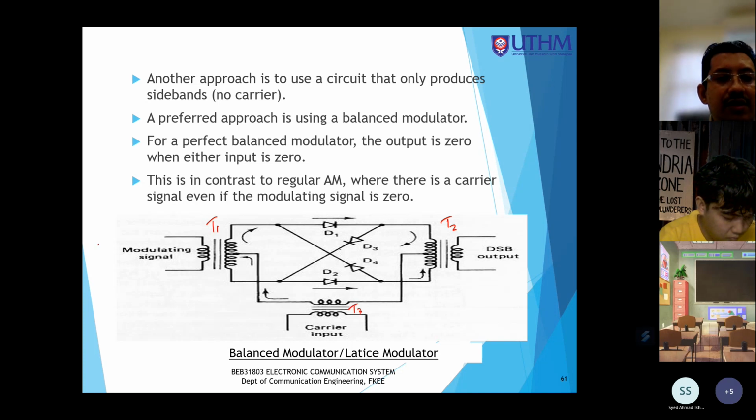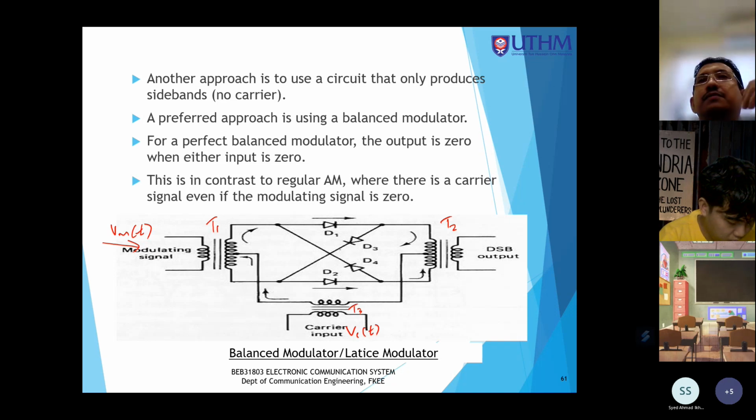So the modulating signal is supplied to this input, VMT, and the carrier signal over here is supplied to here. So if you look here, where the polarity change happens is in the input signal polarity, positive and negative. And here we can see there are four diodes. Remember, the diodes act like a switch. Diodes function like a switch, on and off.